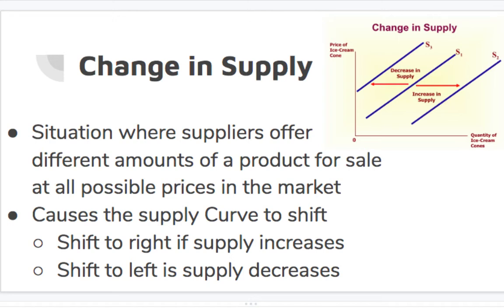Changes in supply also happen. These are situations where suppliers offer different amounts of products for sale at all possible prices in the market. There's a shift to the right if supply increases, so the whole line is going to move physically to the right, or a shift to the left if the supply decreases. So again, you're going to see physically less.